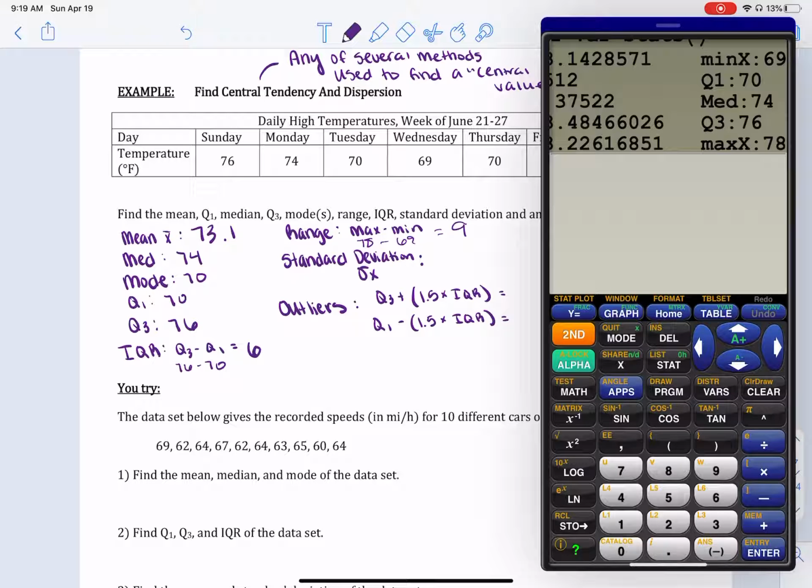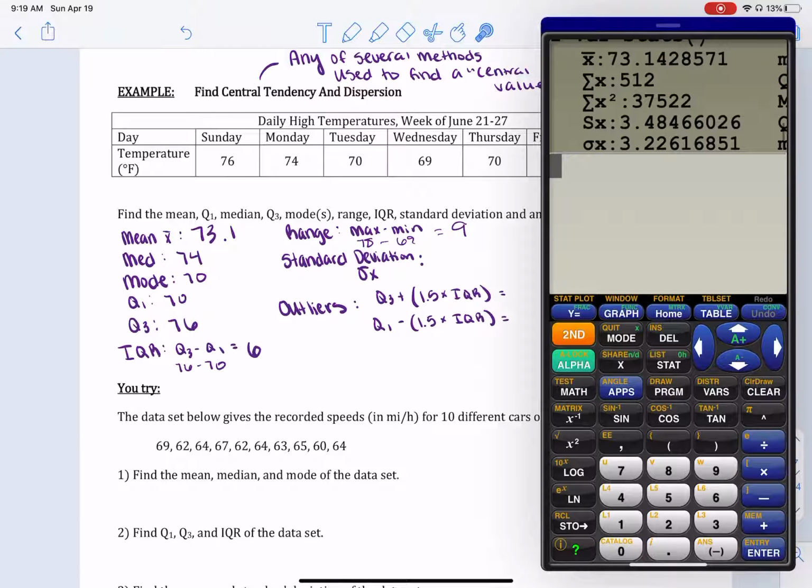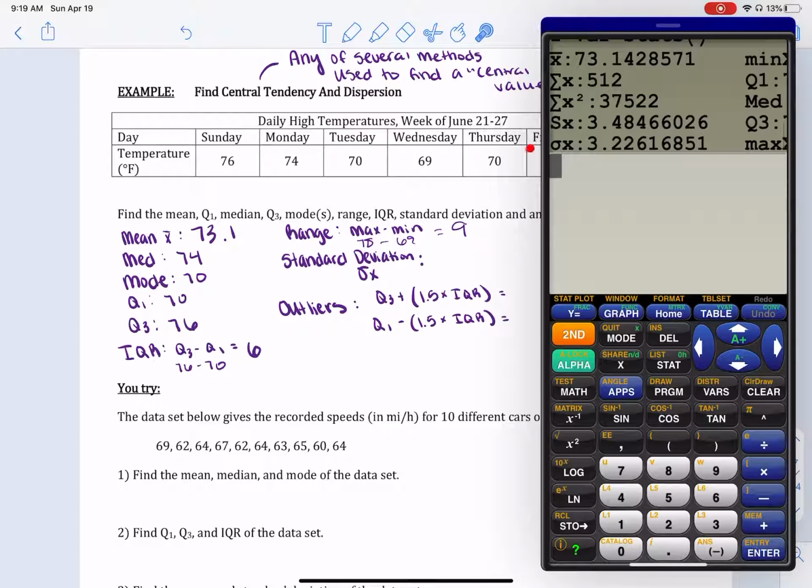The standard deviation, so we're looking for that, and remember it's denoted as sigma. I see that there, it's right here, 3.22.